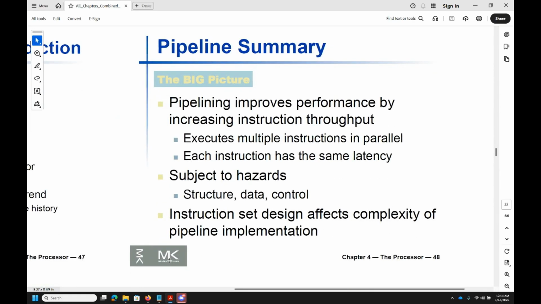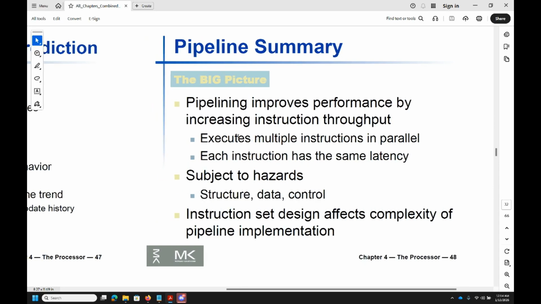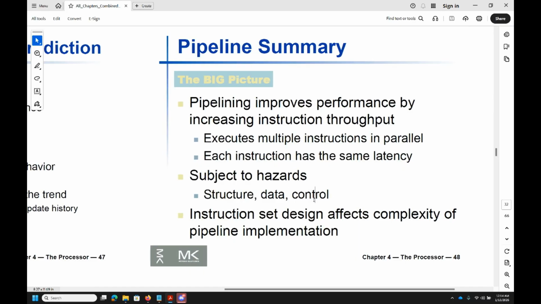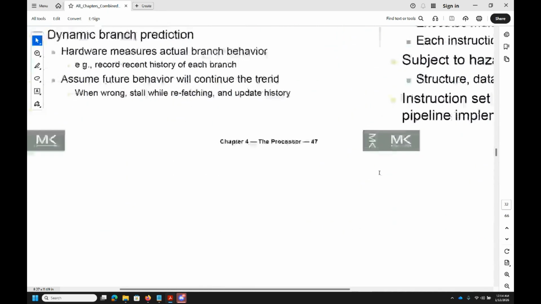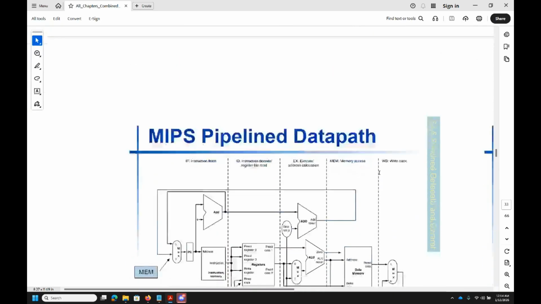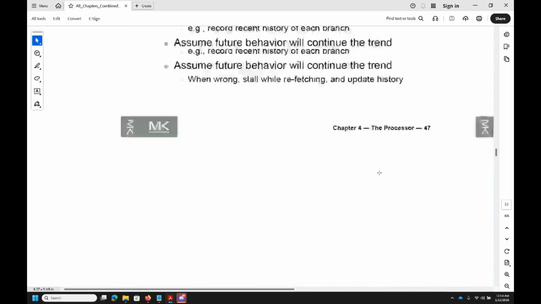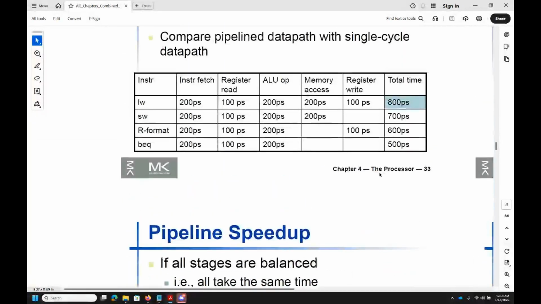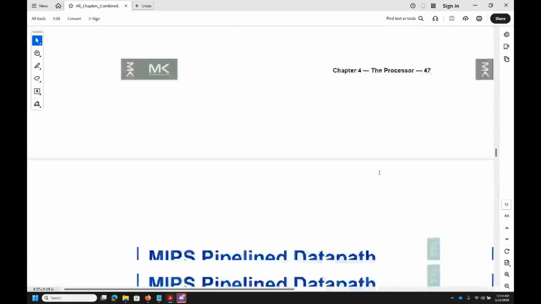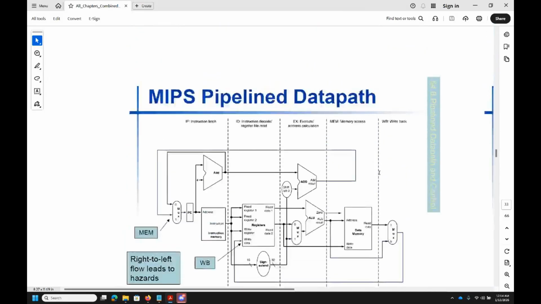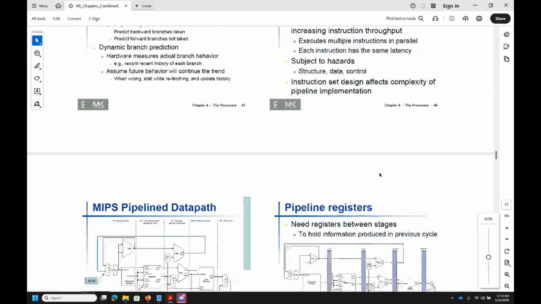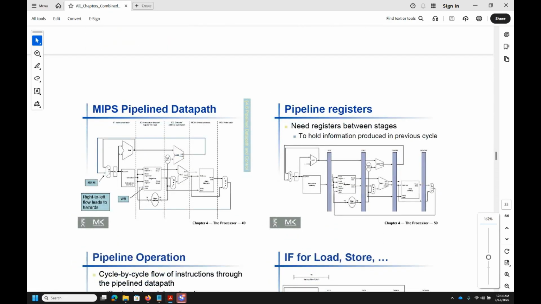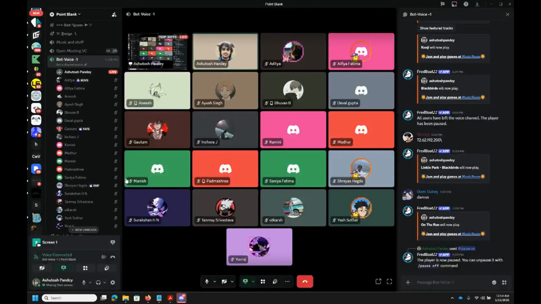So basically, pipelining improves performance by increasing the throughput. There are multiple hazards such as structural, data and control, and instruction set design affects the complexity of the pipeline implementation. So I think this was about an hour. We covered only 4 or 5 slides, but this is something that is going to take many days. So in a day or two, again we'll meet up and continue from there. Finally, if anyone has any questions or comments, we can take those and wrap up.